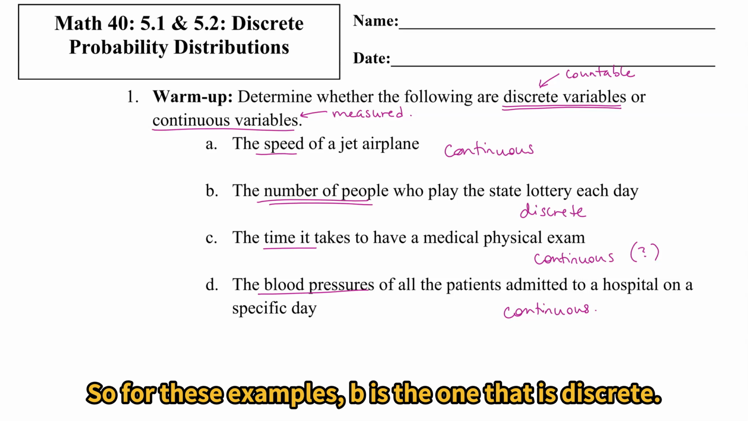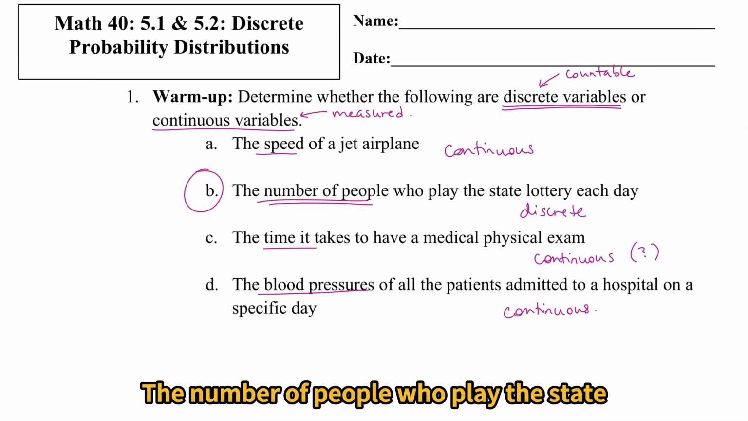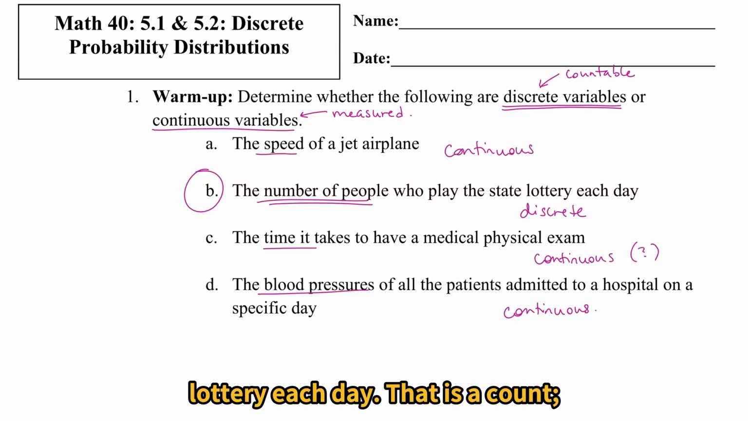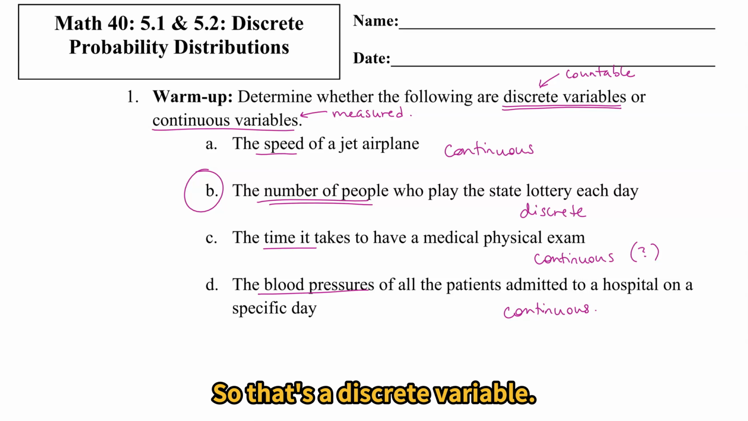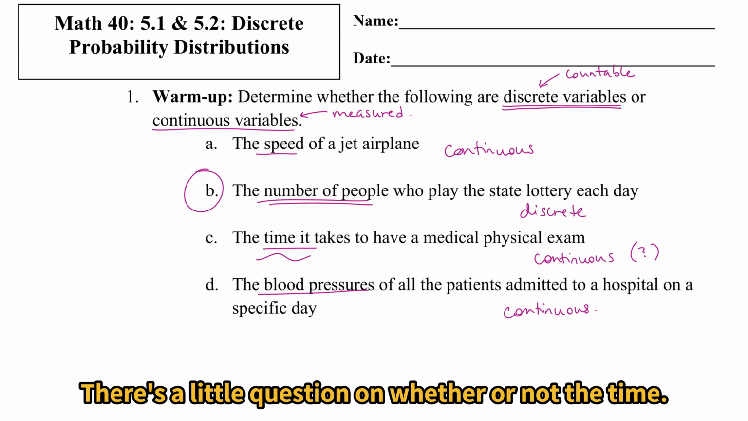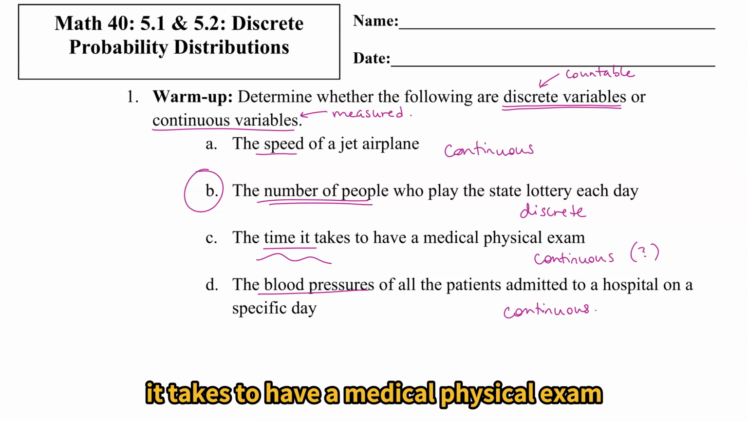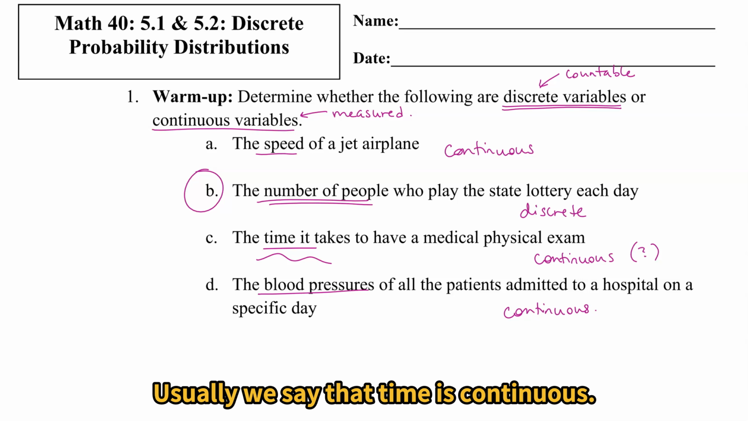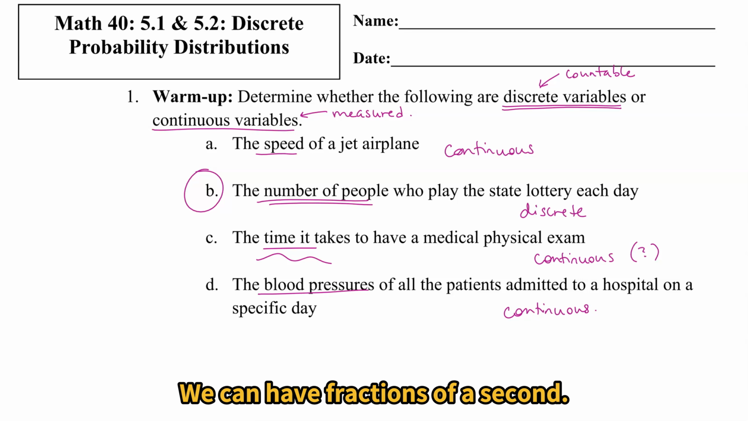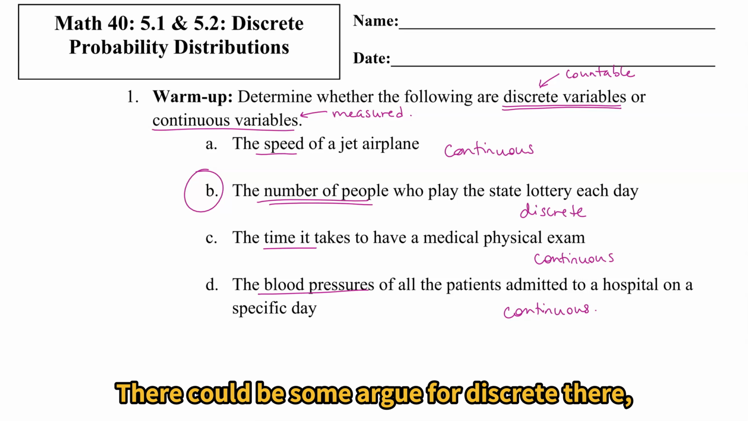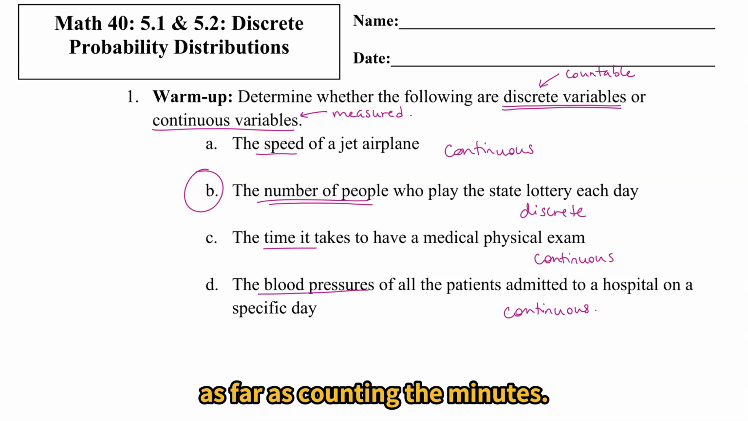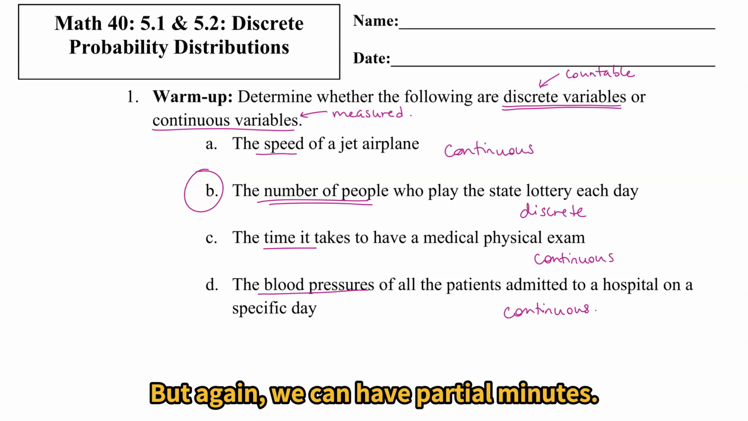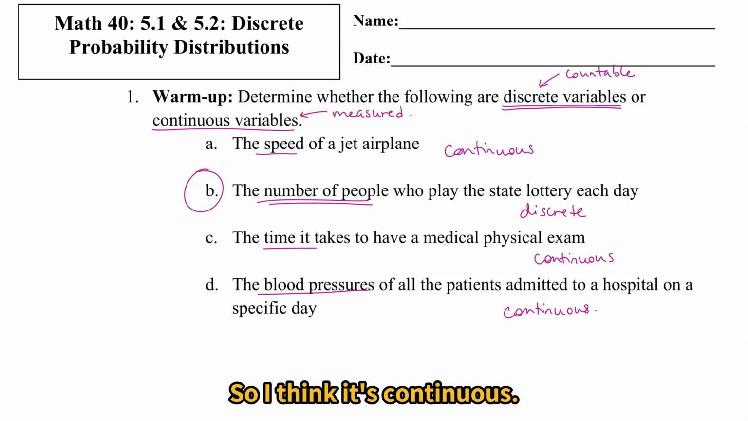So for these examples, B is the one that is discrete. The number of people who play the state lottery each day. That is a count, how many people. So that's a discrete variable. There's a little question on whether or not the time it takes to have a medical physical exam is continuous or discrete. Usually we say that time is continuous. We can have fractions of a second. There could be some argument for discrete there as far as counting the minutes. But again, we can have partial minutes. So I think it's continuous.